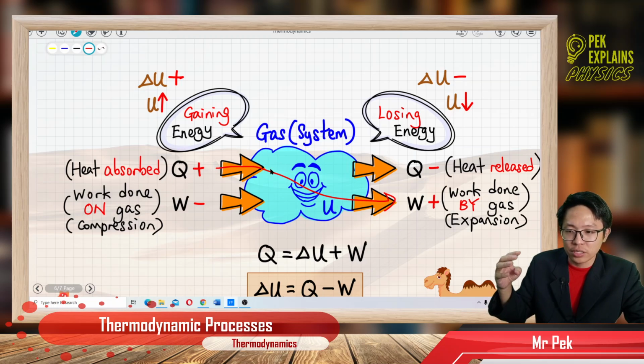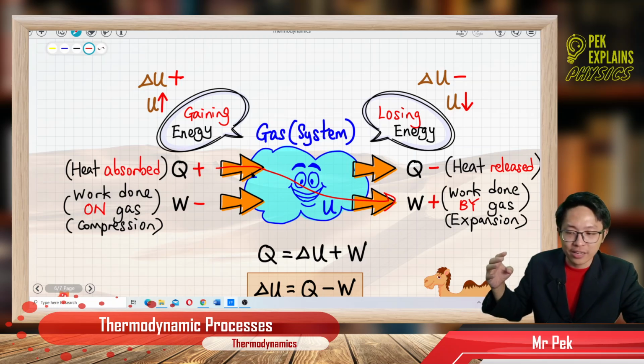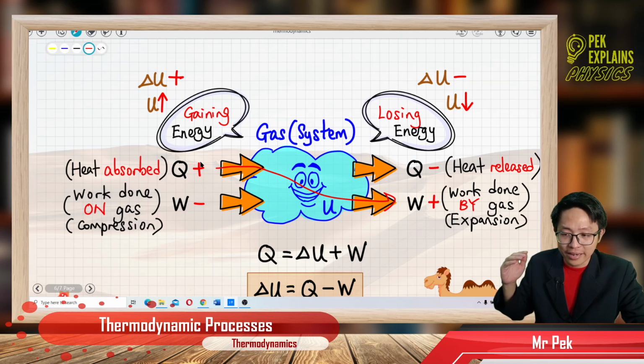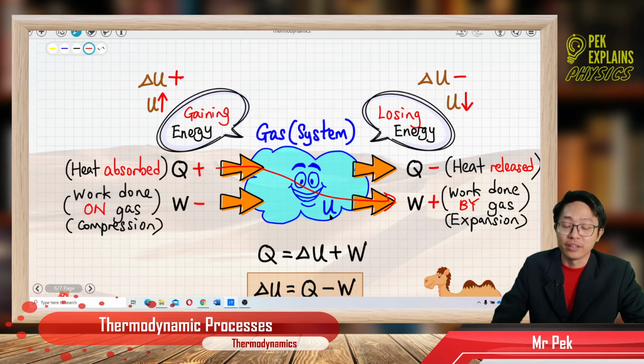Once it gains the energy, it straight away loses energy in the form of work done. It gains the heat energy, and then it loses energy in the form of work done. So the energy is just like drive-through. The energy doesn't store inside the gas as internal energy. So the internal energy of the gas remains constant.